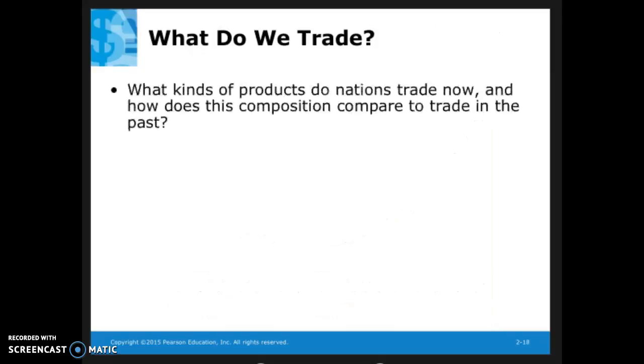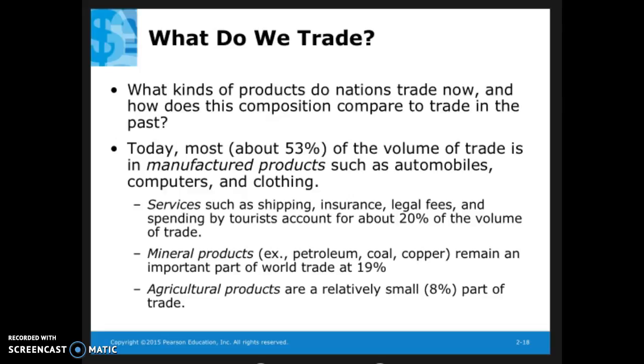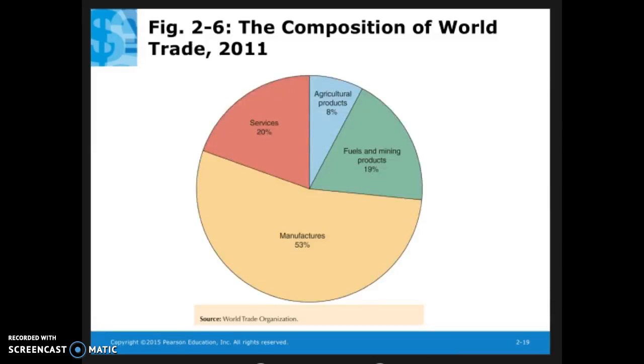So what do we trade? Today, most of trade is manufactured products. Services is about 20%, while mineral products is about 19%. Agricultural products are about 8%. You can see that on a pie chart right here.